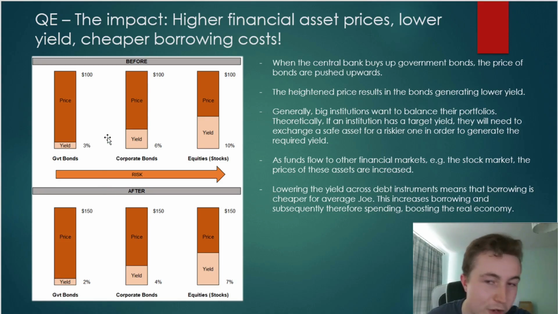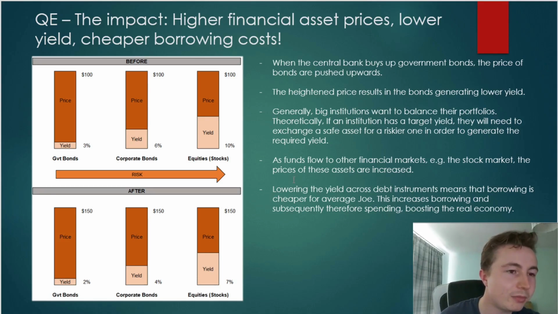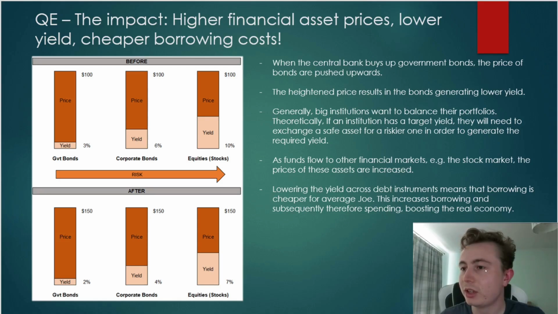So this is going to drive up the corporate debt market. It's going to drive up the equities markets, yeah? As funds flow to other financial markets, e.g. the stock market, the prices of these assets are increased. So here's an interesting point, guys. Lowering the yield across debt instruments means that borrowing is cheaper for average Joe. This increases borrowing and subsequently therefore spending, boosting the real economy.